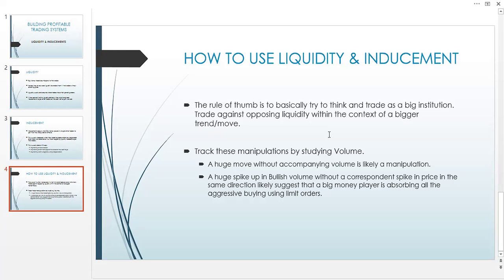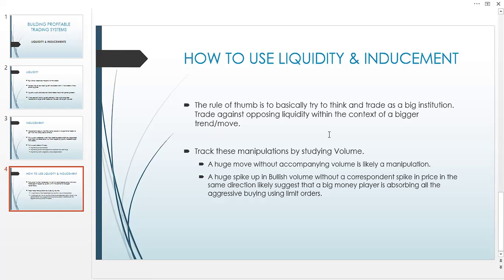Now, the next one that you would usually see is if you have a huge spike in volume without a corresponding spike in price in the same direction, right? It could be bullish, it could be bearish volume. Actually, it doesn't have to just be bullish volume. So you see a huge spike in volume, and then you're not seeing price rise the same way. It could suggest that someone somewhere is basically just using limit orders to absorb other bullish volume. So that's one of the ways that you could see it.